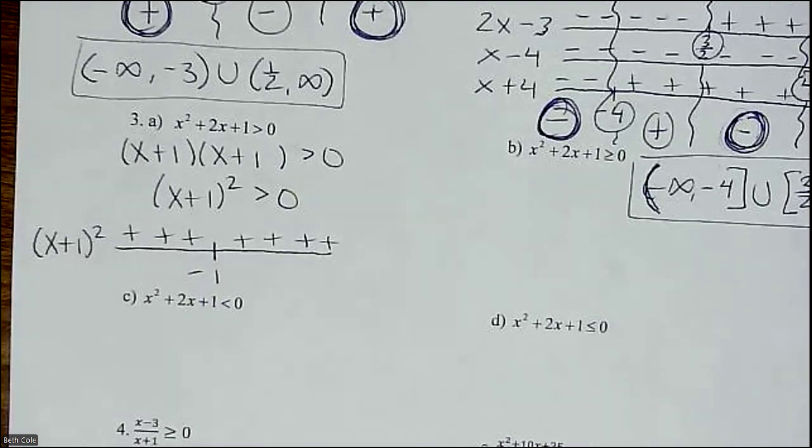So everybody is invited except negative 1. How do we write that? We want to invite everybody.